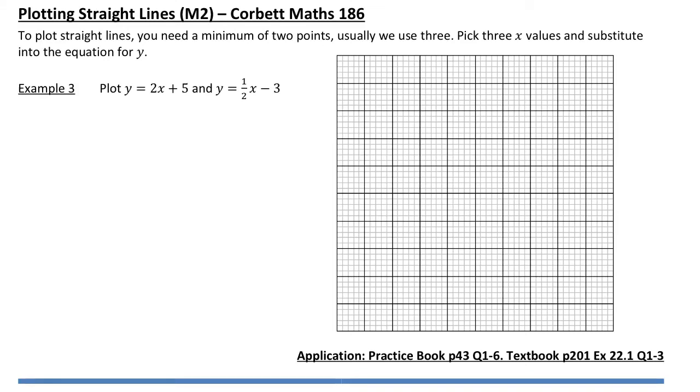Plotting straight lines. To plot straight lines, you need a minimum of 2 points. Usually we pick 3. The reason we can't have just 1 point is because if we did have a point, there are a large number of lines that could go through that one, and we wouldn't be sure as to which one it is.